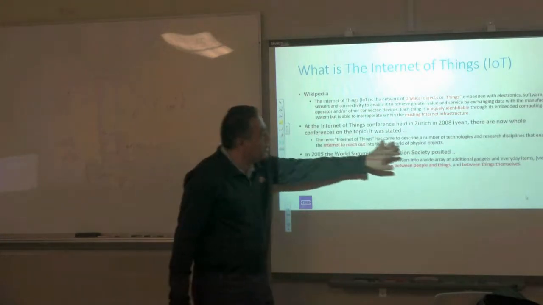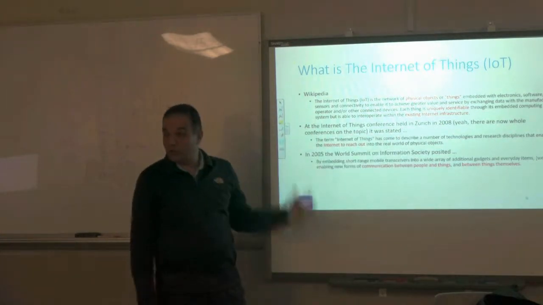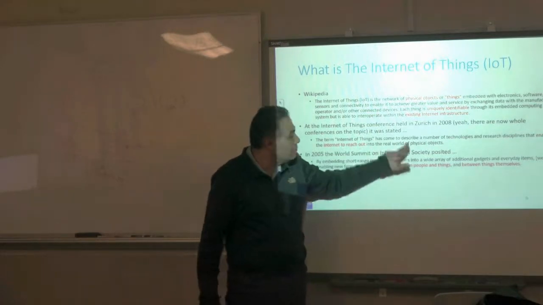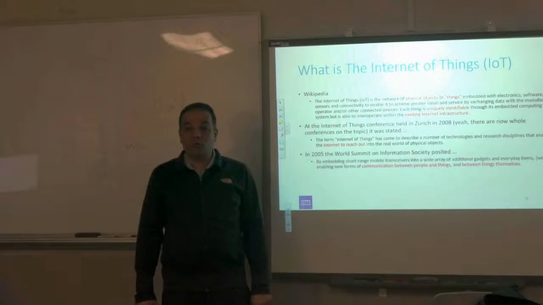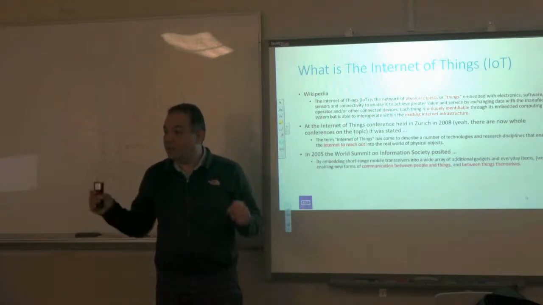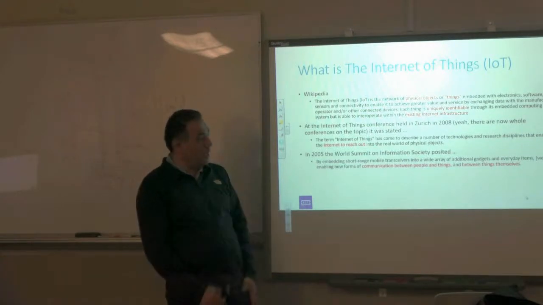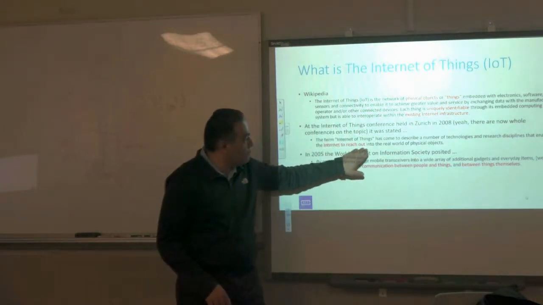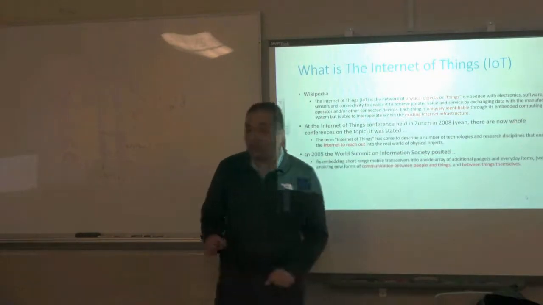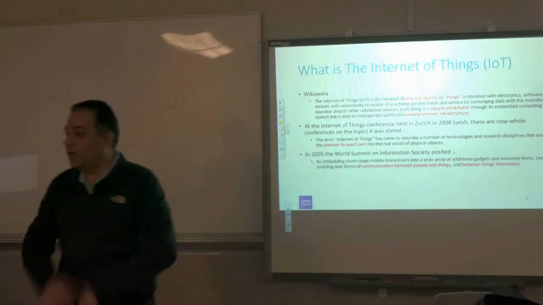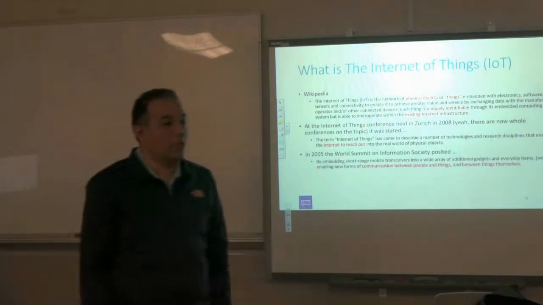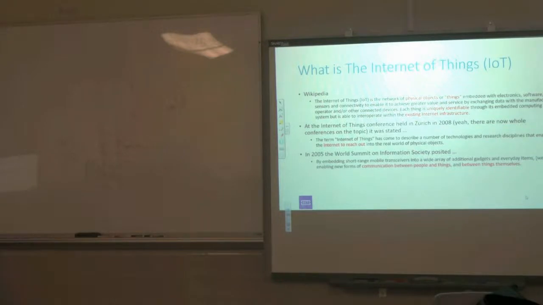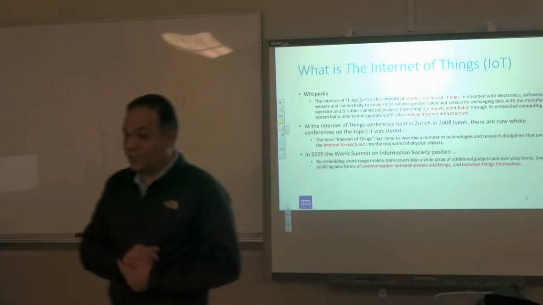At the Internet of Things conference held in Zurich, and we really started to have conferences named Internet of Things, they said the term Internet of Things has come to describe a number of technologies. Remember what I said, IoT is a technology what? Integrator. Never forget this word. It's a number of technologies and research disciplines that enable the internet to reach out into the real world of physical objects. So we're bringing the internet to where? To every object, every physical thing. It's like many years ago, our goal was to bring electricity to every house. Now our goal is to bring what? Internet to every object. What a goal, right?